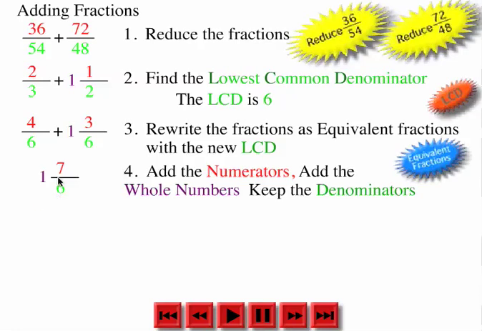So the 6 is going to go into the 7 once. We're going to make that a whole number, but we already have a whole number, so we add it to our whole number. 1 and 1 is 2. So we get 2, and the remainder is 1. So 2 and 1/6.